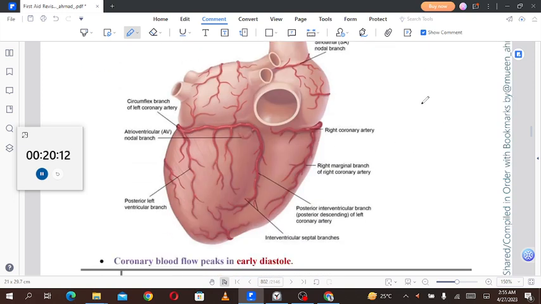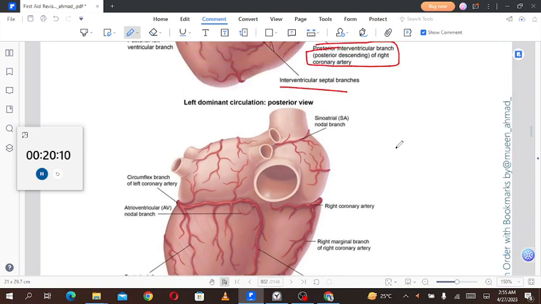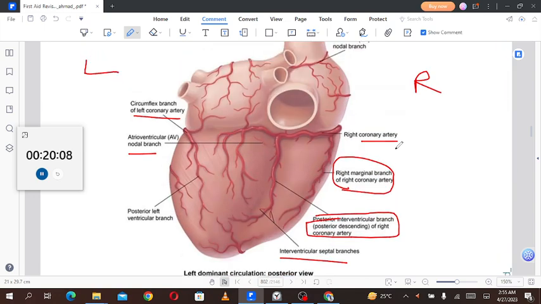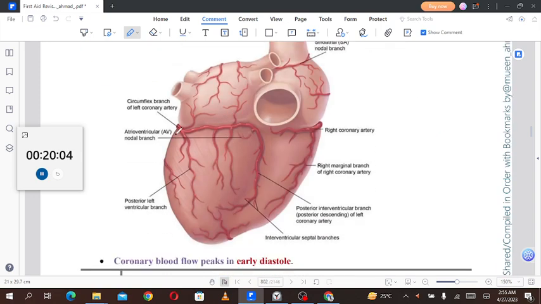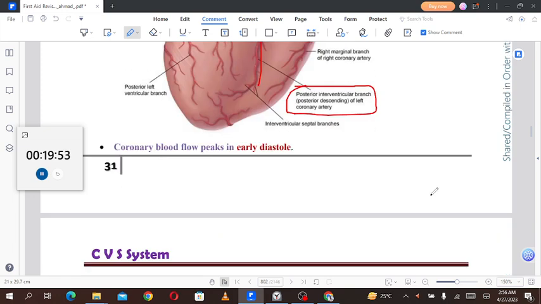This is not the anterior surface. These are both posterior surfaces. This one was the right dominant circulation. This is the left dominant circulation, in which the posterior interventricular branch, the posterior descending artery, is coming from the left circumflex branch of the left coronary artery.